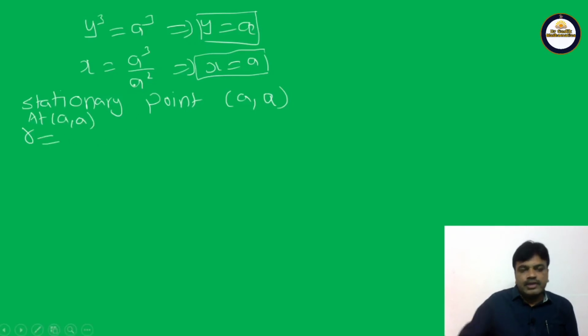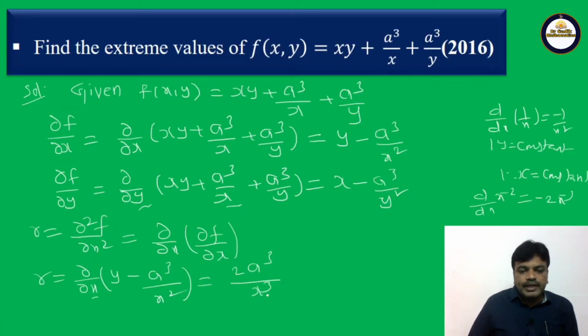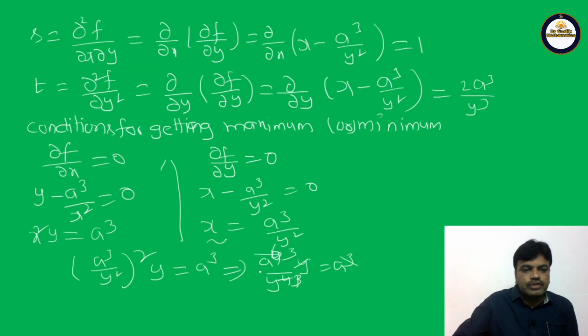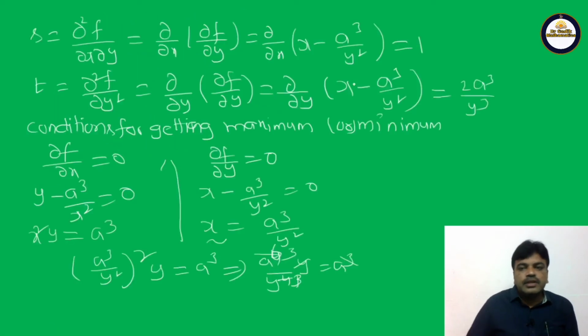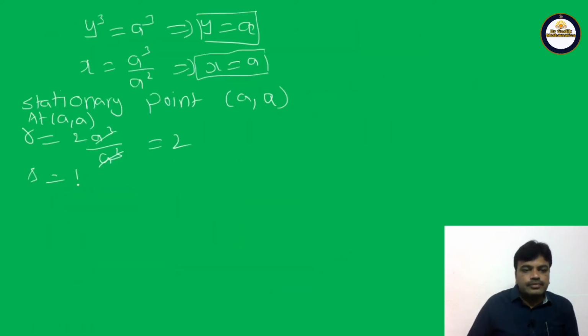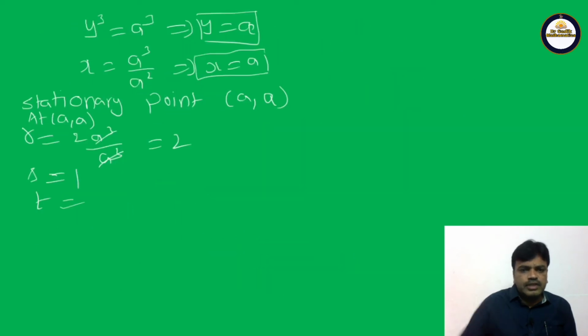First you find the r value at (a, a) friends. What is the r value? 2a³/x³. The x value is a, so a³/a³ cancels, and we get r value is 2. The s value is 1. The t value is 2a³/y³. y is also a, so we get the same a³/a³, and the value is 2.